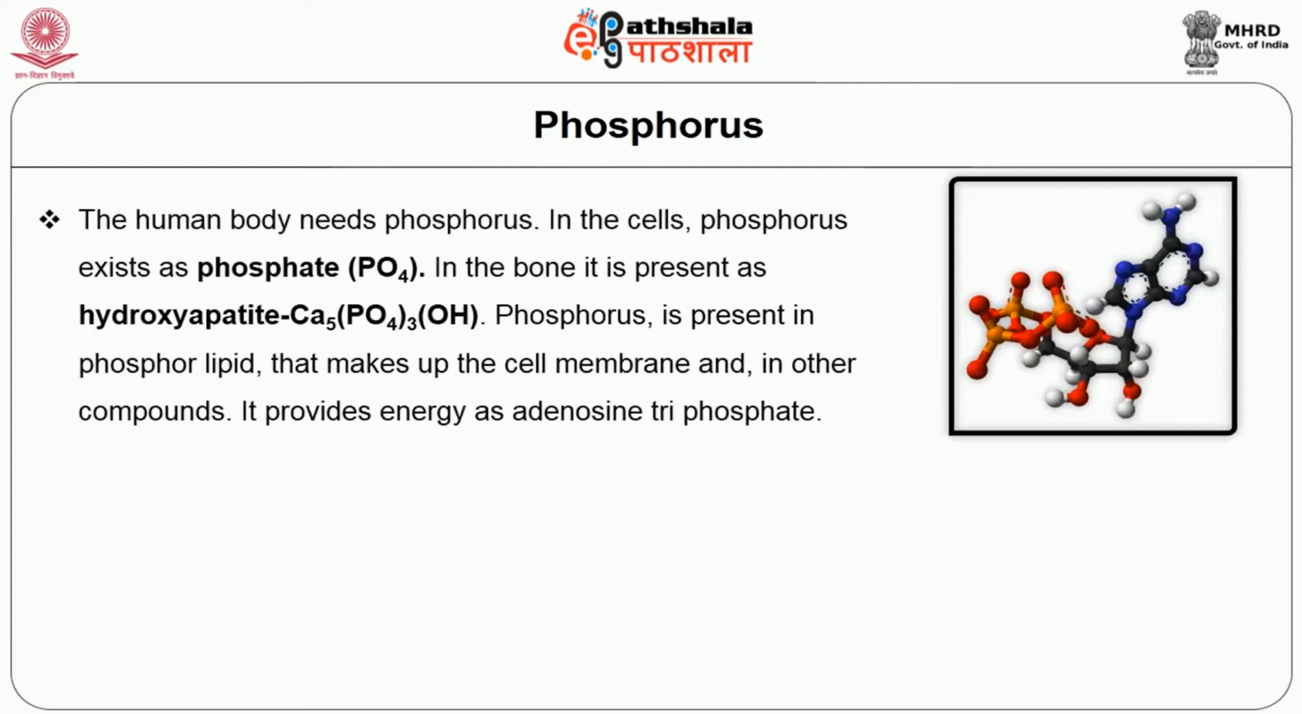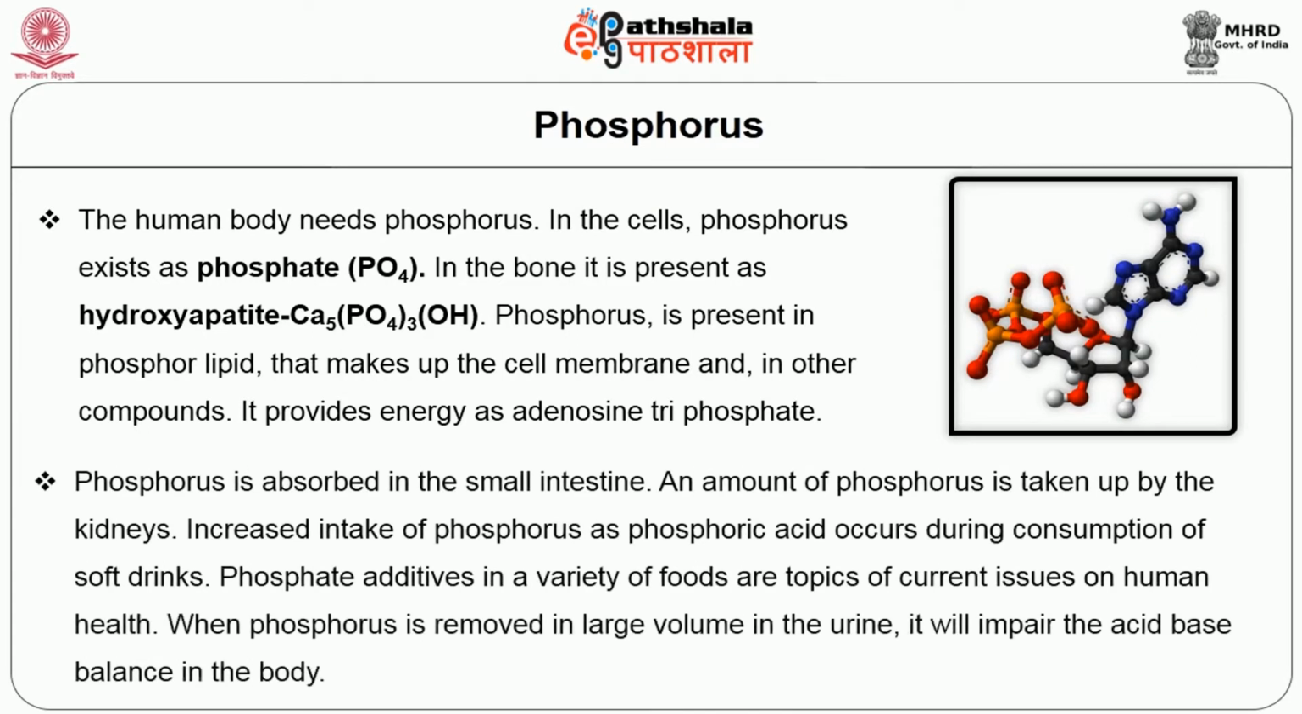The human body needs phosphorus. In the cells, phosphorus exists as phosphate. In the bone, it is present as hydroxyapatite. Phosphorus is present in phospholipids that make up the cell membrane and in other compounds. It provides energy as adenosine triphosphate. Phosphorus is absorbed in the small intestine. An amount of phosphorus is taken by the kidneys.